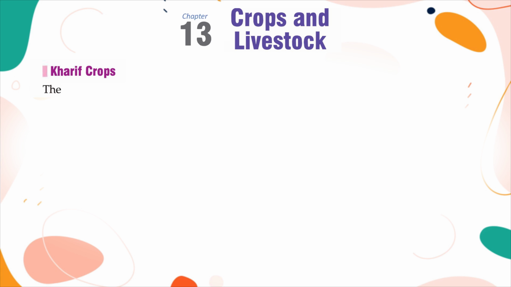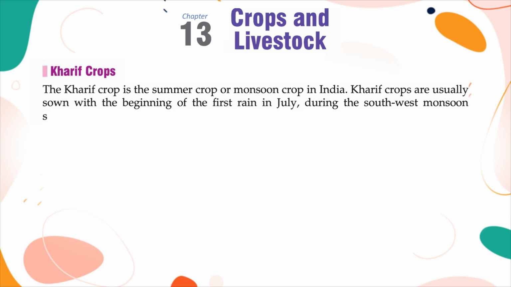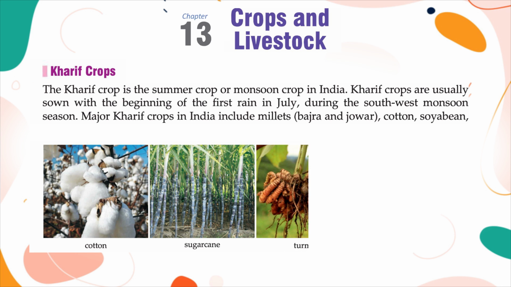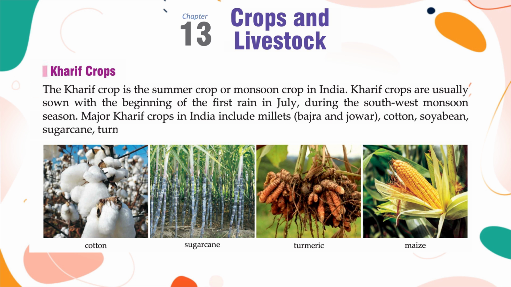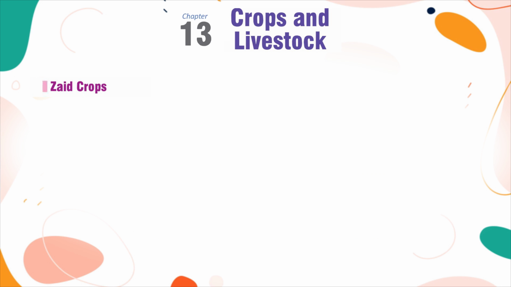Kharif crops. The Kharif crop is the summer crop or monsoon crop in India. Kharif crops are usually sown in the beginning of the first rain in July during the southwest monsoon season. Major Kharif crops in India include millets, bajra and jowar, cotton, soya bean, sugarcane, turmeric, paddy, rice, maize, moong, pulses, groundnut, red chilies, etc.